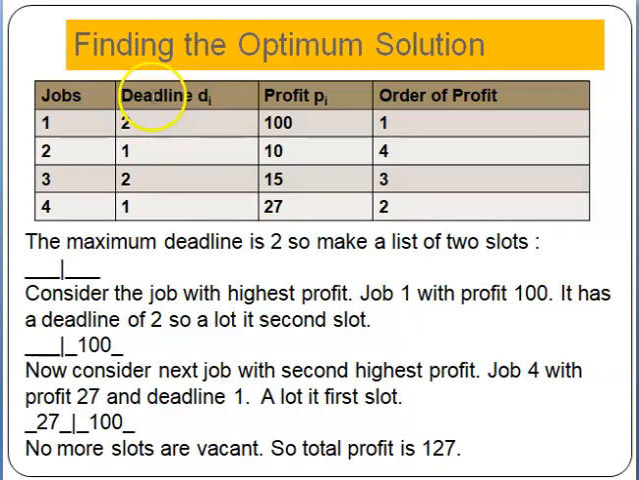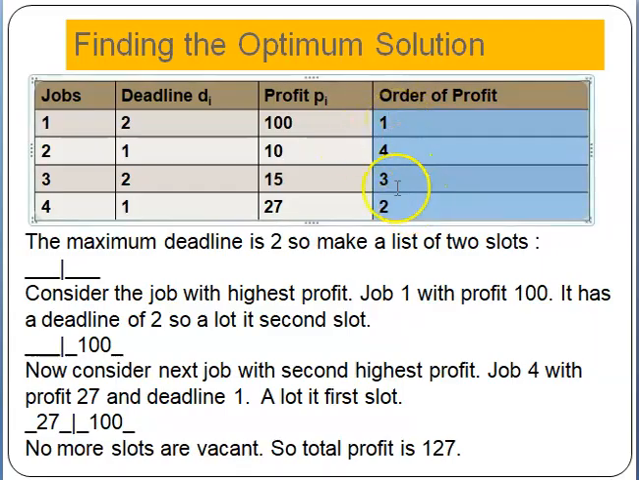So what we have is all the jobs and their profits, and what we are going to do is order the jobs on the basis of the profit. 100 is the maximum profit, so job number 1. 27 is the next highest profit, so 2. 15 is the next highest profit, so 3, and 10 is the last profit, so that order is 4.